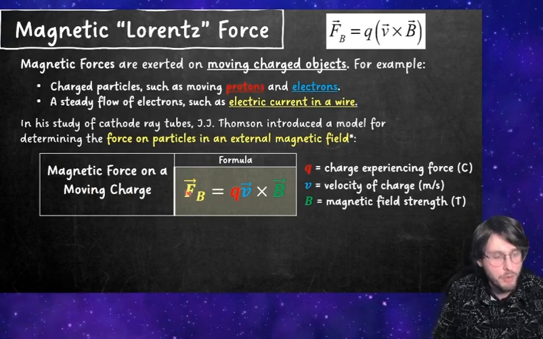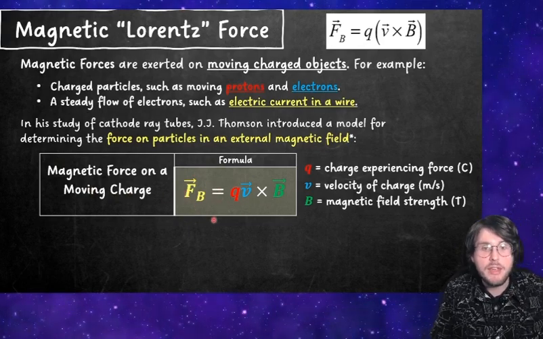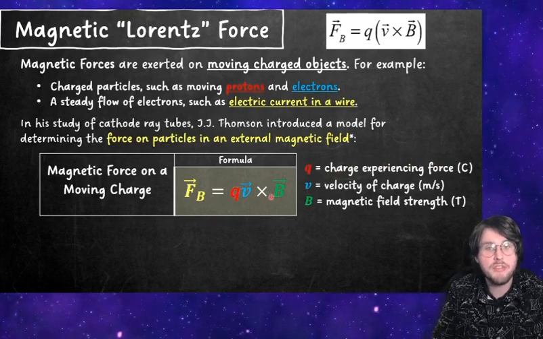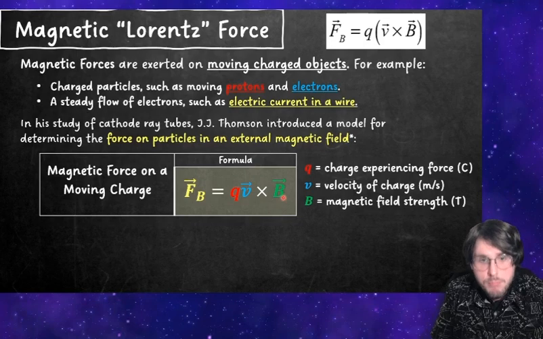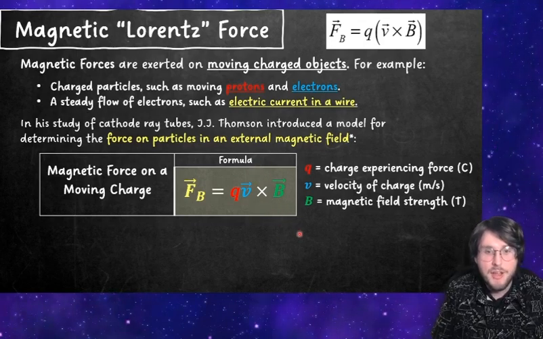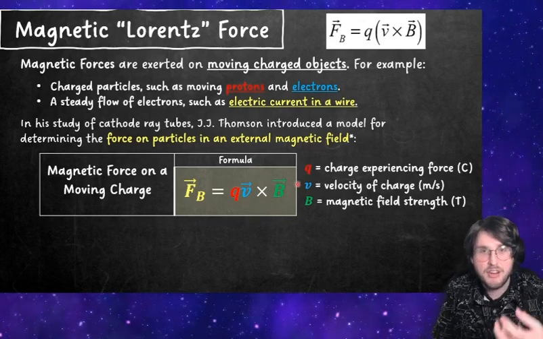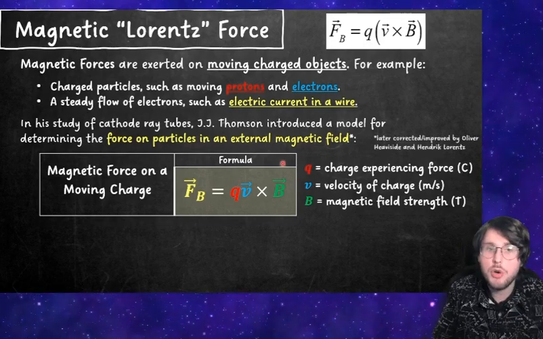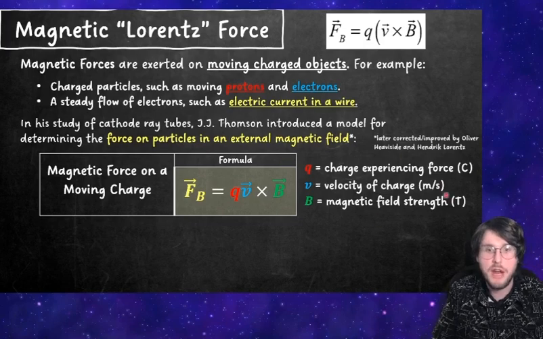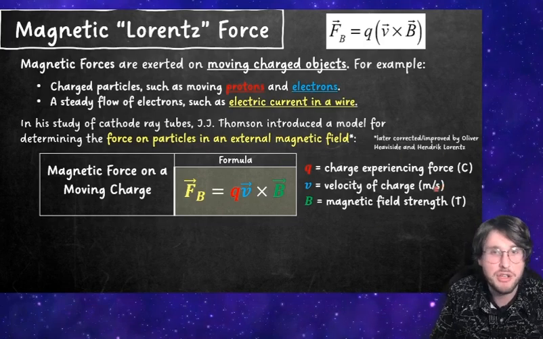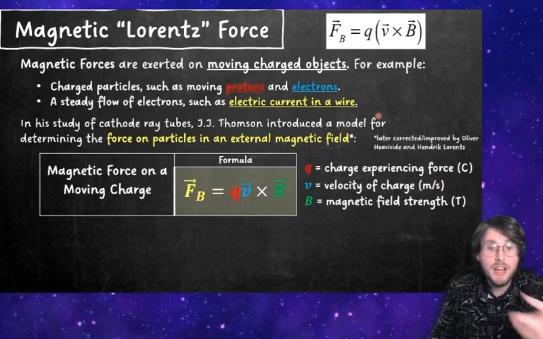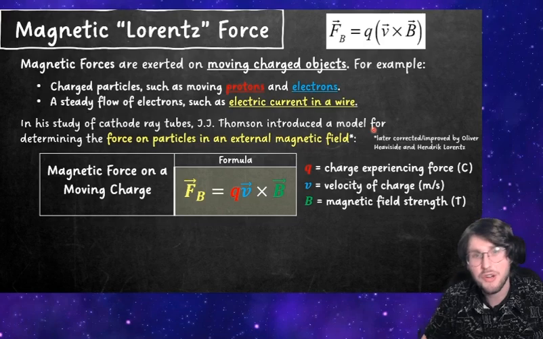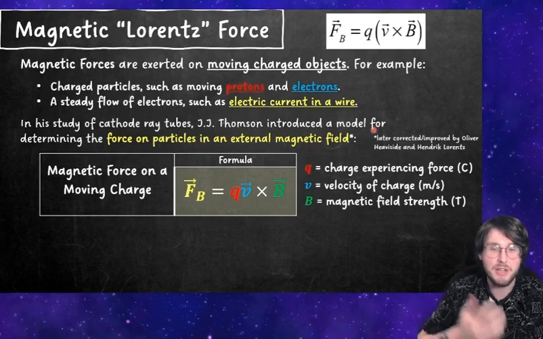And it says that the magnetic force due to some field is the charge experiencing that force in coulombs times the velocity of the charge as a vector multiplied or cross-producted by the magnetic field strength and direction at some location. Now, it's worth noting that this equation isn't the original one that J.J. Thomson made. It was later corrected by Oliver Heaviside and Hendrik Lorentz, hence Lorentz force. But this equation was kind of the complete version that was fit inside a collection of other very famous equations that make up electricity and magnetism.